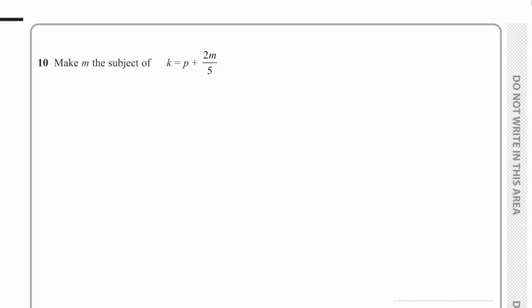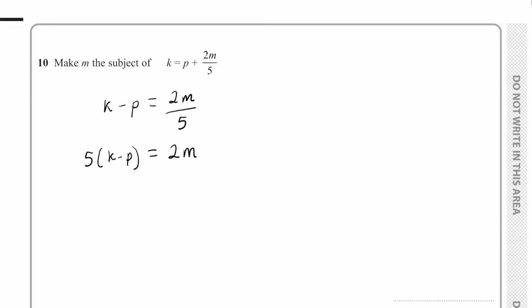Question 10. Make m the subject of k equals p plus 2m over 5. So we need to get m by itself. We want to take p away from both sides. So that will give us k minus p equals 2m divided by 5. Then we need to multiply both sides by 5 to get 2m by itself. So we'll have 5 times k minus p is equal to 2m.